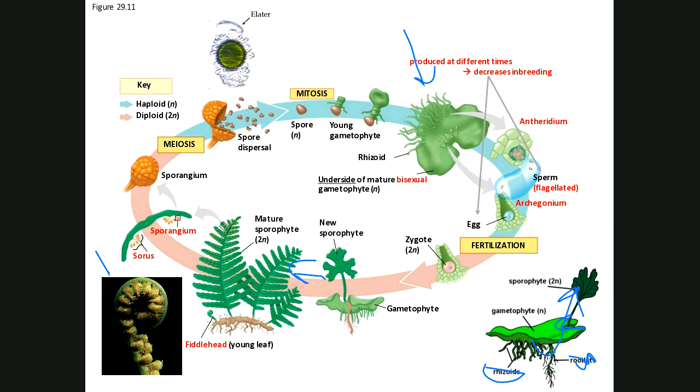Right, and the spores will disperse, and if they find a place to settle down, they will grow back up into, and there's only one kind of spore. These are homospores, so there's only one type of spore. And the process is repeated, right?